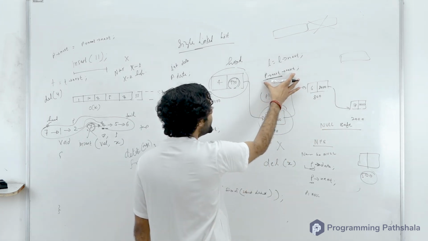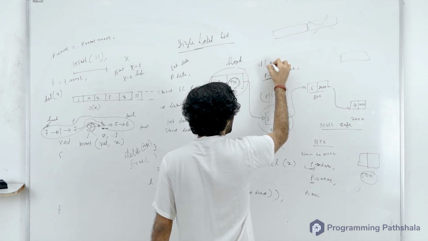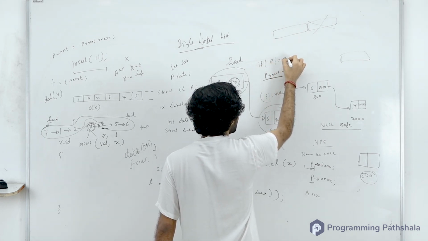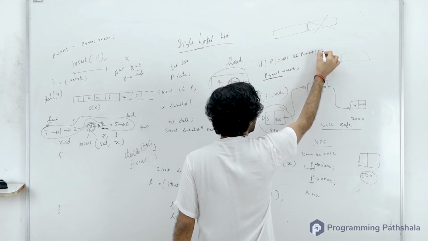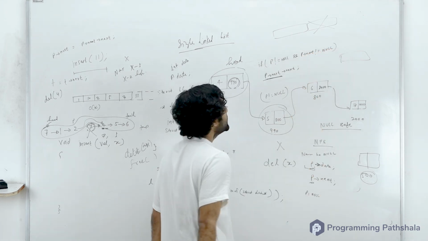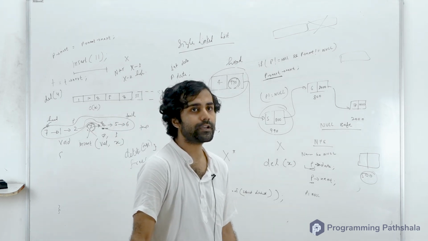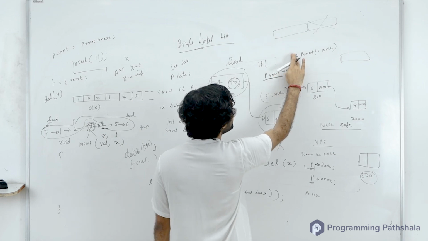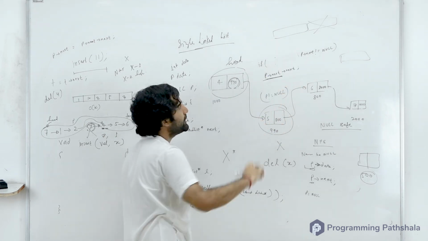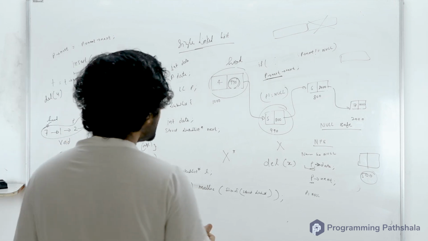So before doing anything like this, you must perform a check of this kind, that p not equals to null and p next not equals to null. You must have this check. If you do not have this check, then there will be trouble. Okay, tell me one thing. Is it sufficient to just have this much of check, if p next not equals to null? It is still not sufficient. Why is it not sufficient?